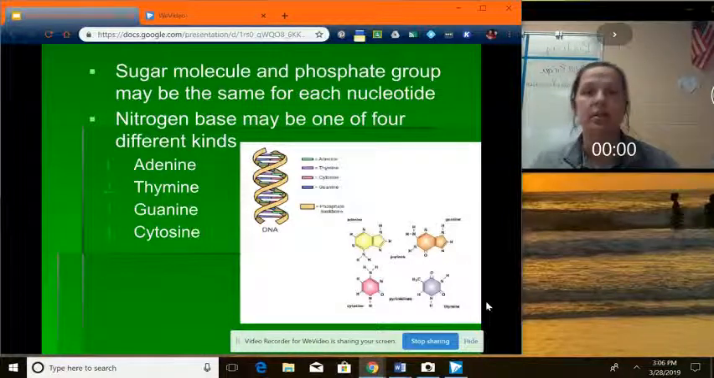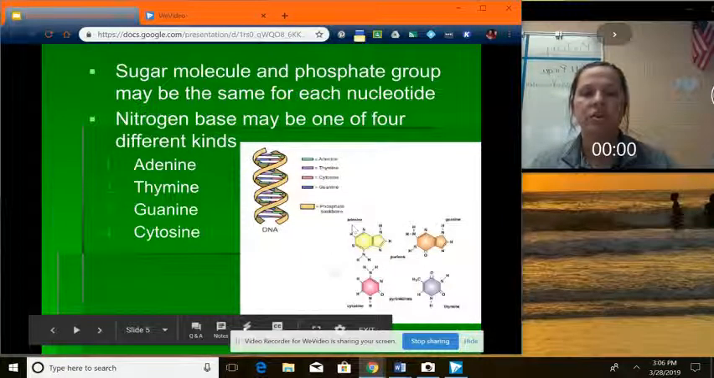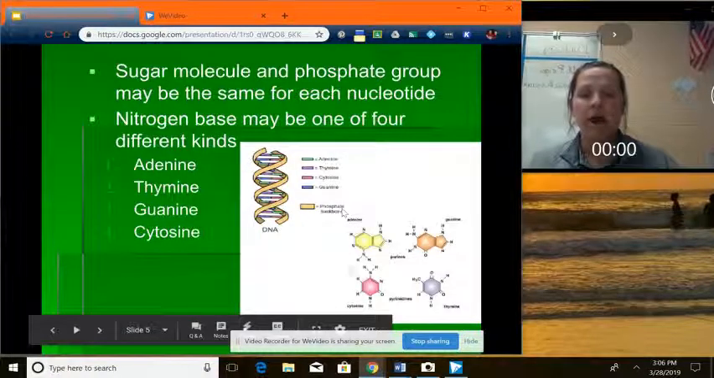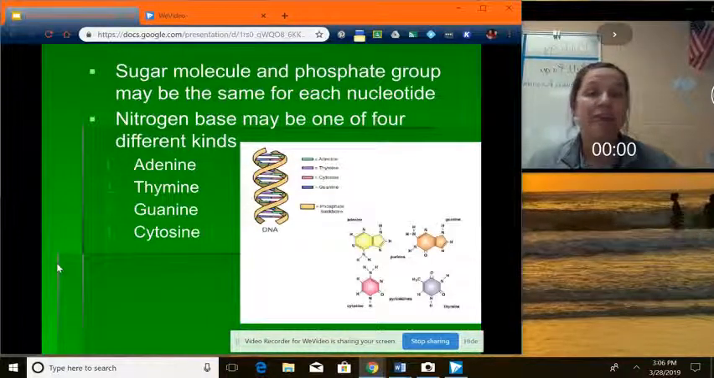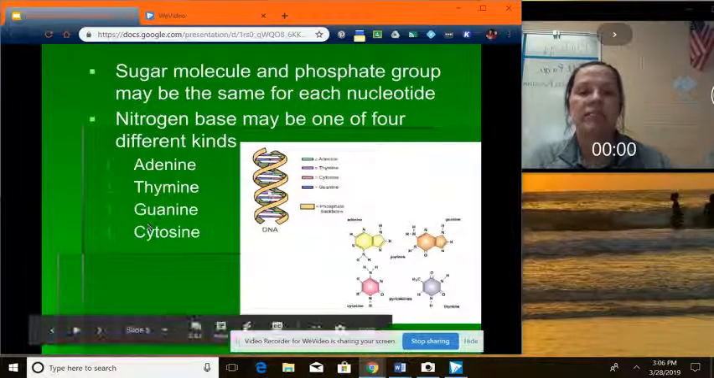Okay, so you have a sugar molecule and a phosphate group, and this could be the same for each nucleotide, which is that subunit we just talked about. The nitrogen bases, like I previously said, can differ. It can be A, T, G, or C. And if you look at the picture down here, you can see what the structures of each base is. I don't expect you to draw those. I will tell you in high school, I'm sure you will have to do something with those structures. But in our situation, you just need to know that they exist. And then again, here's that double helix picture we were talking about earlier.